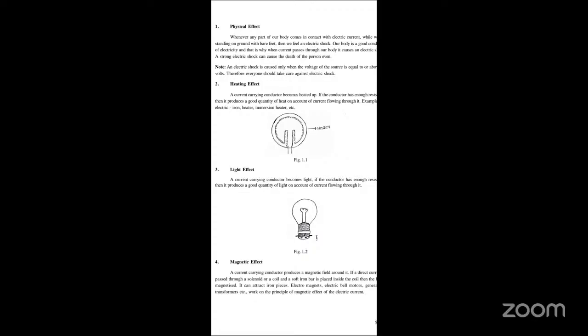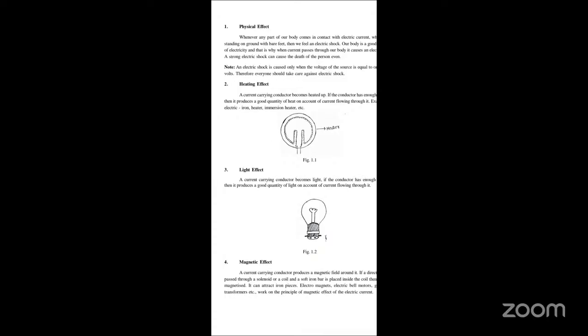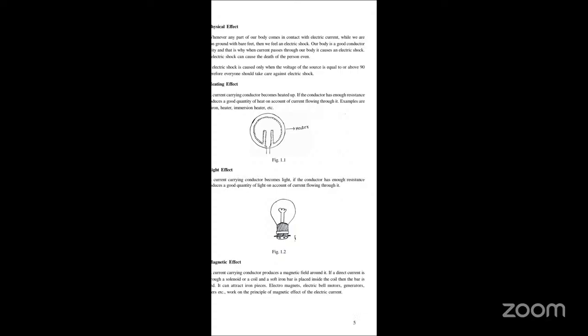Next one, heating effect. A current carrying conductor becomes heated up. If the conductor has enough resistance, so the opposing force is also more, then it produces a good quantity of heat on account of current flowing through it.